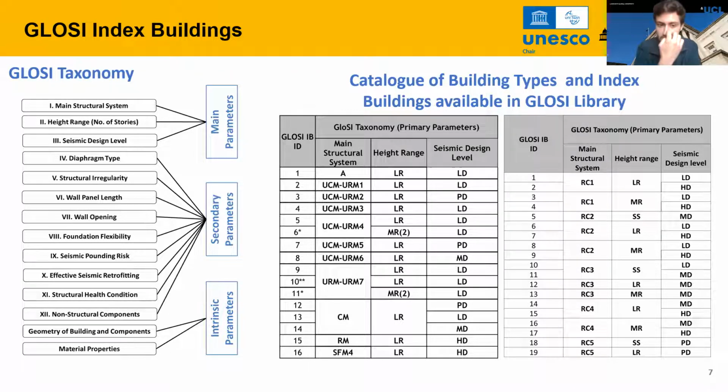And at the end, you will have some intrinsic parameters that refer to the geometry of the building and the material mechanical properties. So in the framework of the GLOSI, you will find a catalog of building types that are available in the web page of the GLOSI, as I will show you in a few slides. And you can see for each one of these building types, the particular vulnerability functions, the fragility functions, and also all the parameters that were used to estimate them.